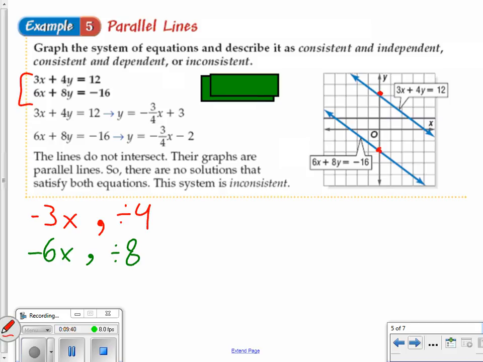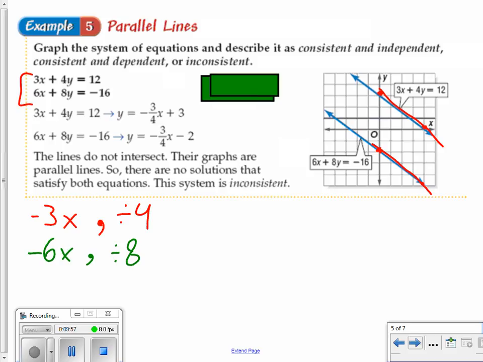Both of them will go down 3 over 4, down 3 over 4, and make those lines. We connect them as we go. As you do, you'll notice those will never intersect. Those ones are going to be parallel lines.